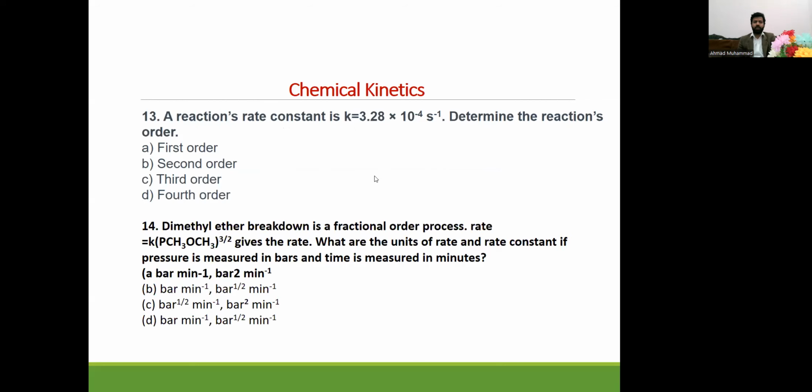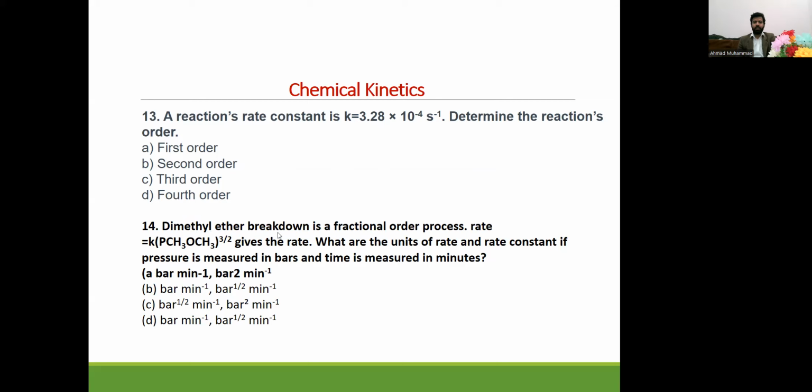So we should start from question 13. The reaction rate constant is K equal to 3.28 × 10 raised to the power minus 14 per second. Determine the order of reaction: first order, second order, third order, or fourth order reaction. So the right option is first order reaction.